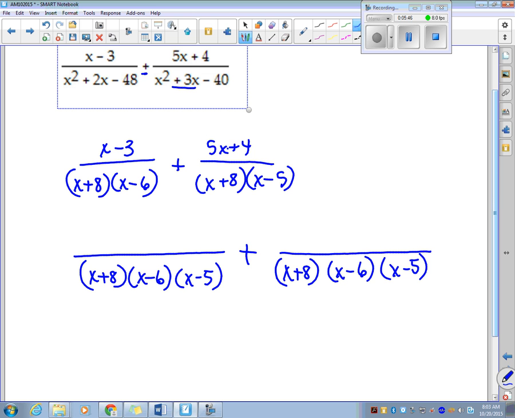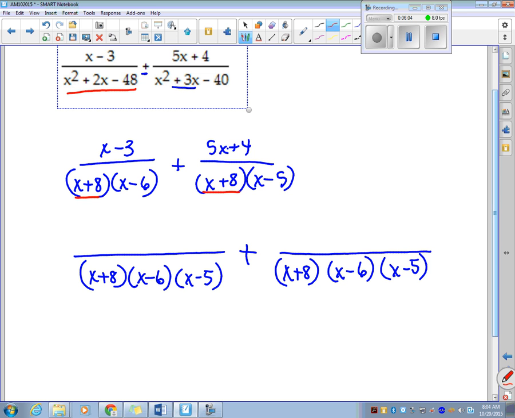Because this is in common. You see, this is in both groups. So I don't need two of those. Yeah, but how did you get it from 2x to 48 to x plus 8? Oh, I factored this, right? Do you remember how to factor that?